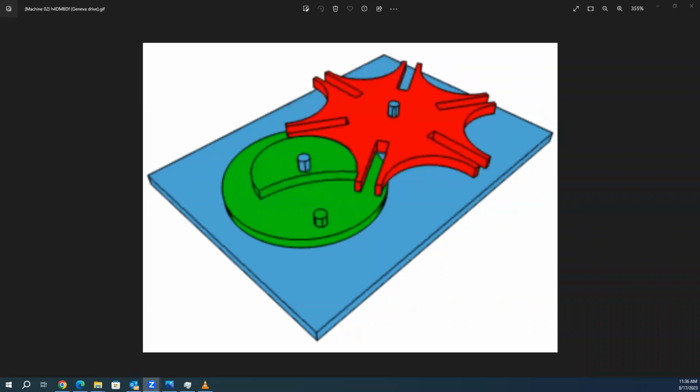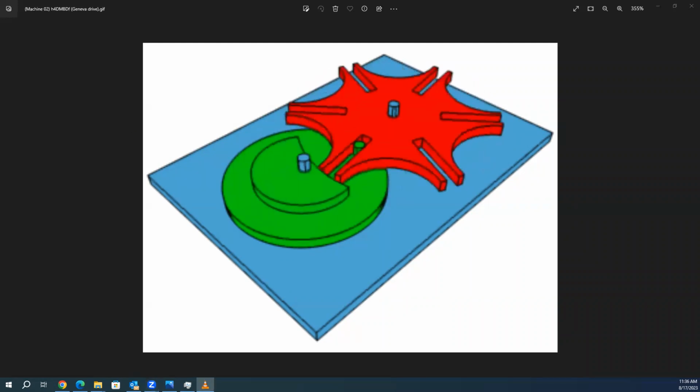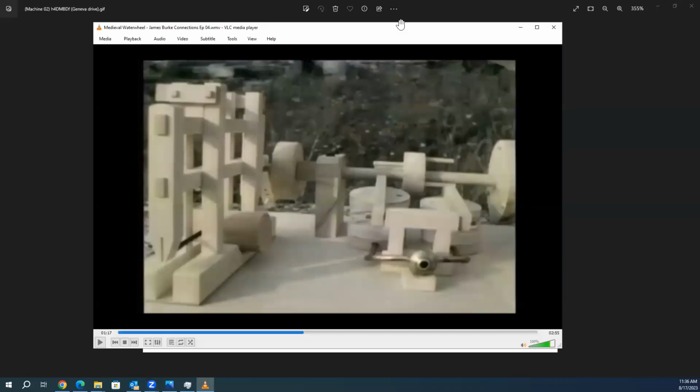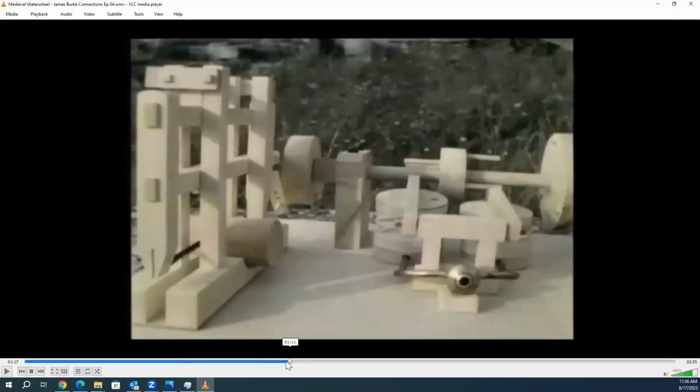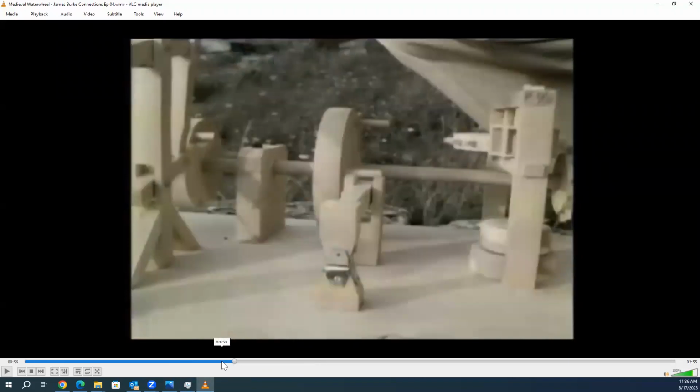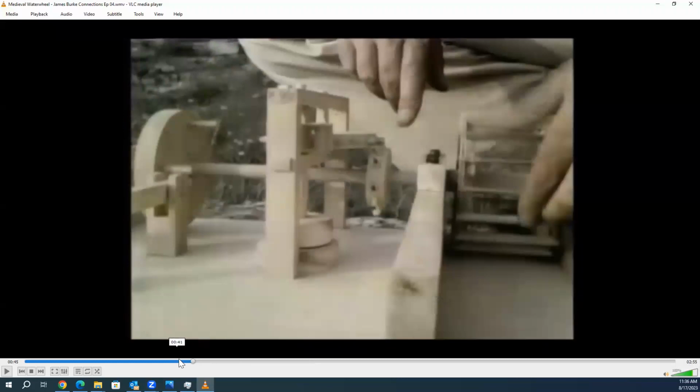Some students earlier were mentioning water wheels, and that reminded me of an old clip from a documentary series in the 1970s called Connections. So I pulled this up. Let's run this real fast. I had a couple of students earlier today mention water wheel, and I can't miss this clip. So here we go.